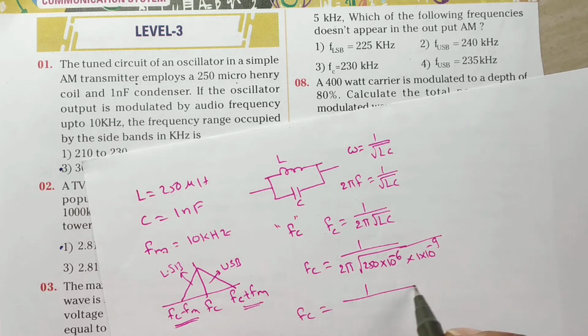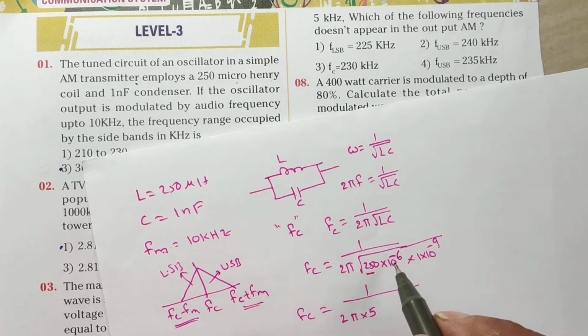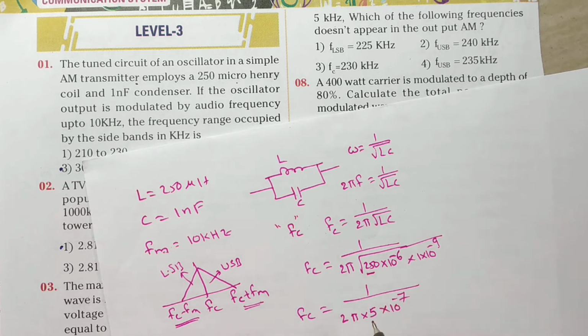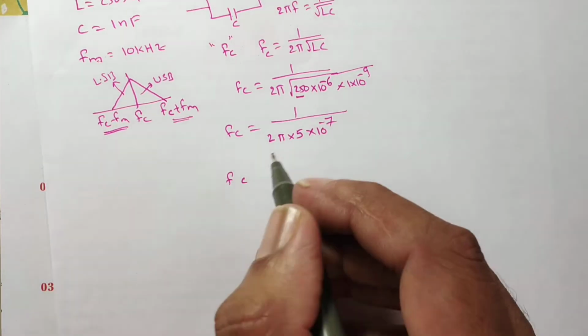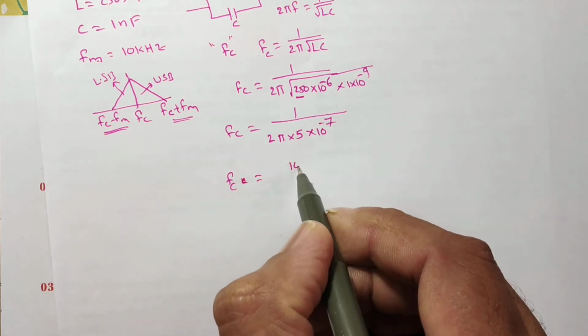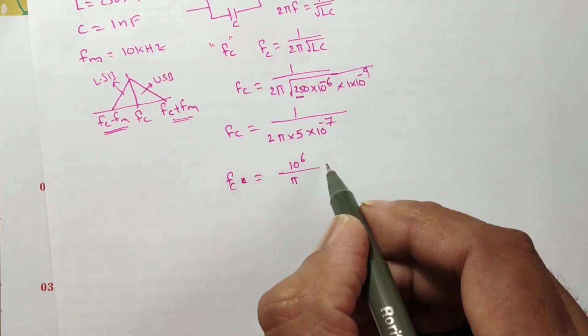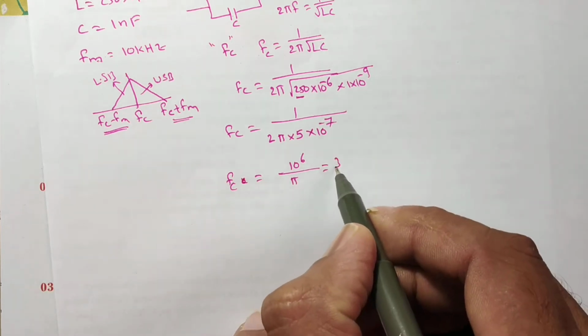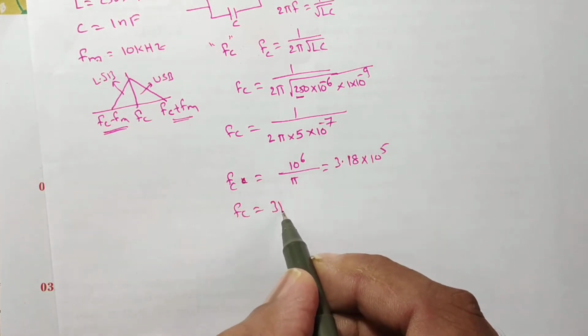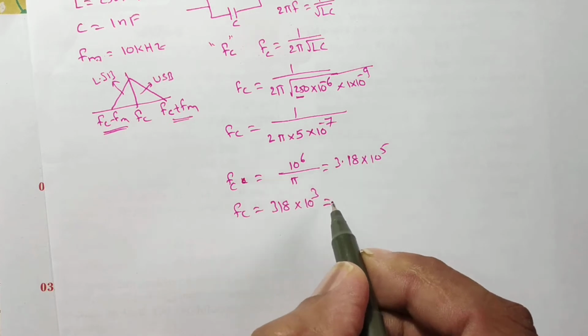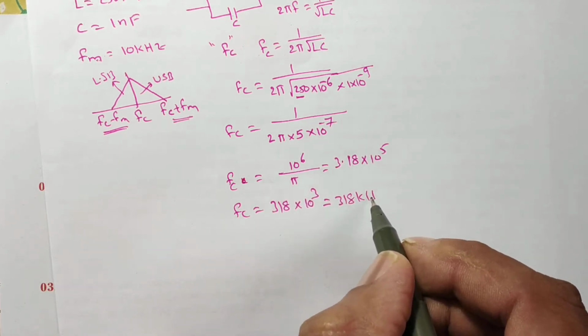FC is equal to 1 by 2 pi. Taking the square root of 25 we get 5, and we get 10 to the power of minus 14, whose root is 10 to the power of minus 7. So FC is equal to 10 to the power of 6 divided by pi. That means 10 by pi is 3.18 into 10 to the power of 5. Now FC we are getting as 318 into 10 to the power of 3 hertz, that means 318 kilohertz.